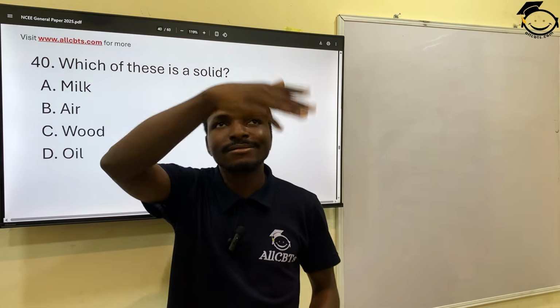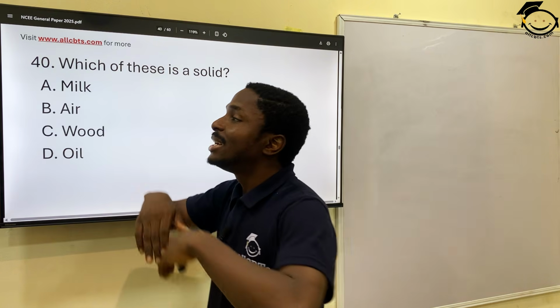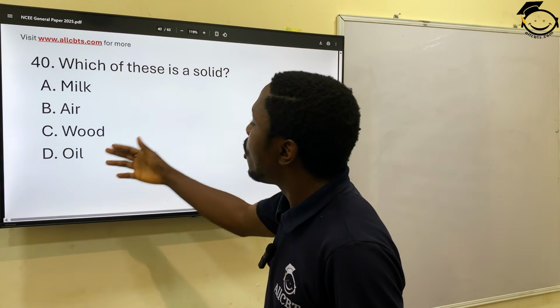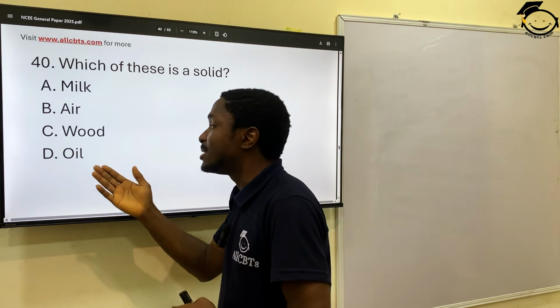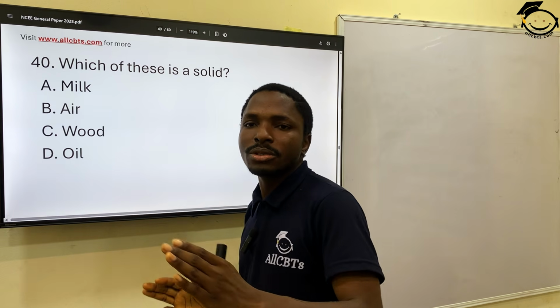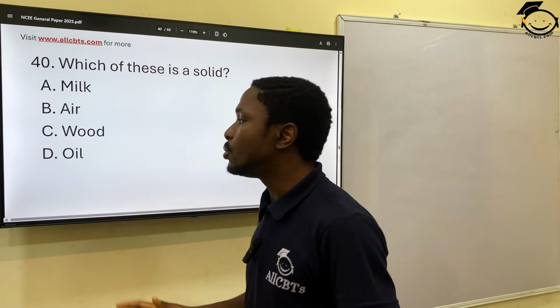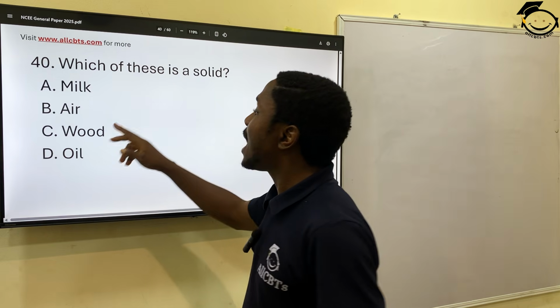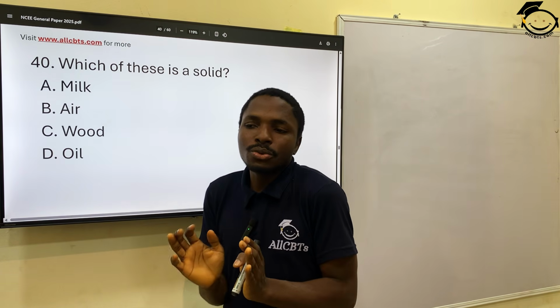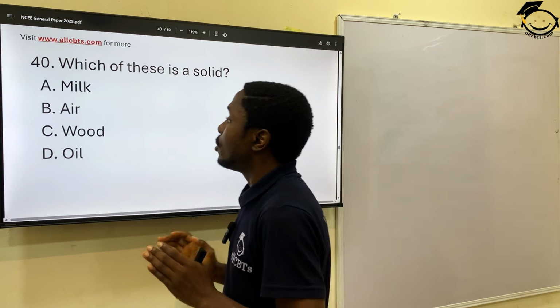Air, you cannot even see it, so it's all around us. So it also takes the shape of a container. Oil also takes the shape of a container, it is a liquid. But wood has a shape of its own. It could have any shape of its own. So wood is a solid. It has the feature of a solid. A solid is anything that can have the shape of its own. It can stay on its own.